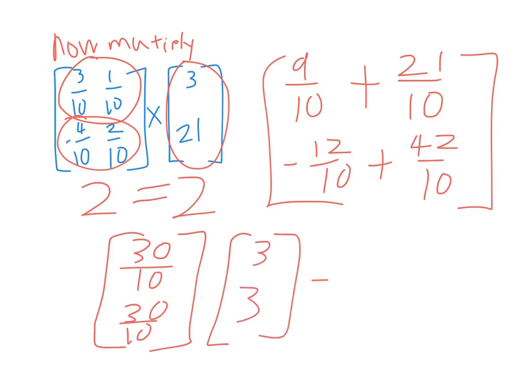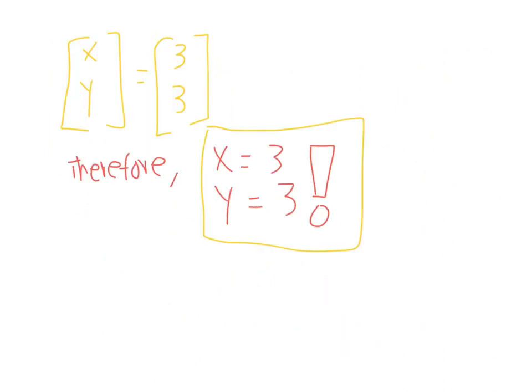And remember, it's equal to x and y. Because x is equal to 3 and y is equal to 3. Therefore, x equals 3 and y equals 3, which will be the final answer.